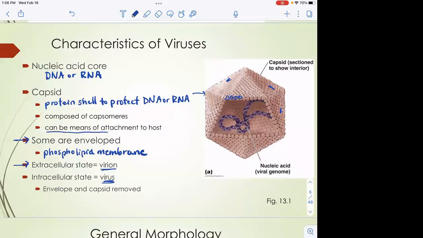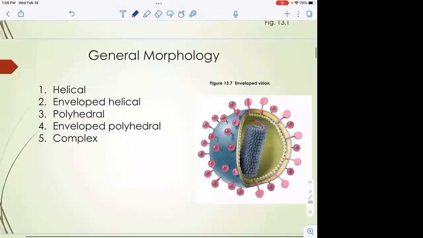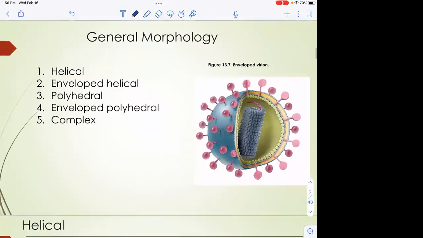Those two terms aren't always used correctly, and we will try to do that. Often we just say virus for everything, but anyway, we'll try to use them correctly. All right, so what do viruses look like? There are different terms that we can use to describe their shape. And all viruses are going to fall into one of these 5 categories.